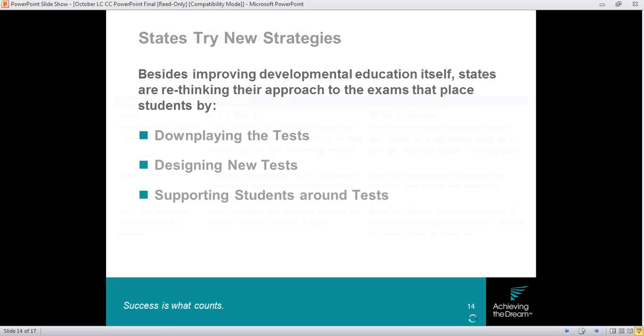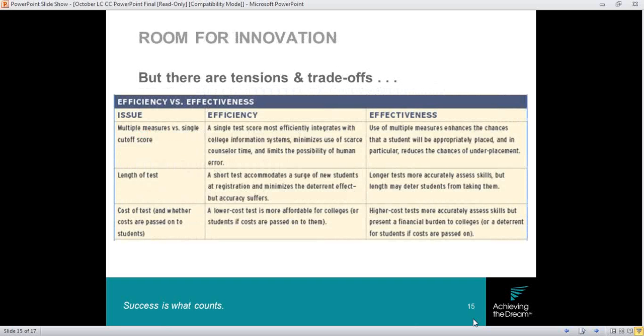And lastly, on the next slide, I think what I saw in working on this is that there's a lot of room for innovation. There's things that people are trying, there's things that have not yet been tried, and we're going to have to learn from all these efforts. And there are a lot of tensions and trade-offs.